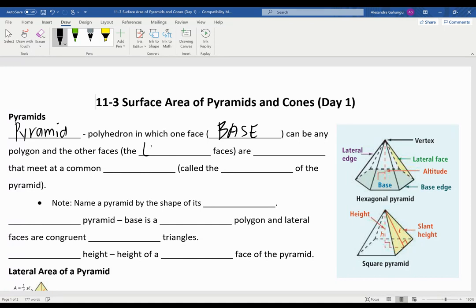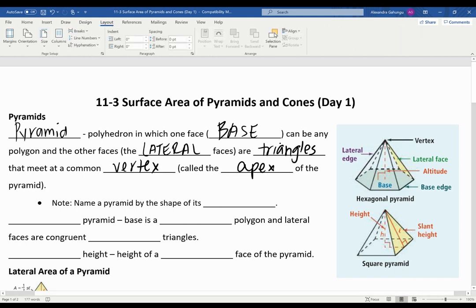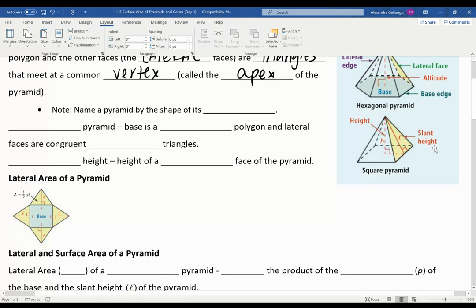And the other faces, lateral faces, are going to be triangles this time. And they meet at a common vertex. And that is called the apex. And we name it by the shape of its base. So we've got a hexagonal pyramid on that side, and then a square pyramid.